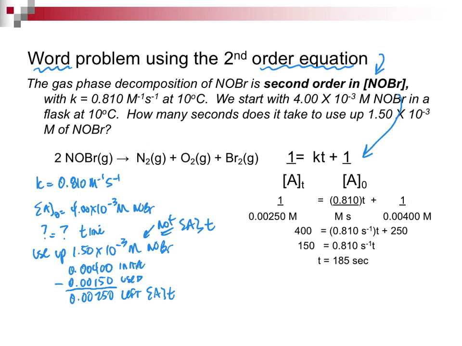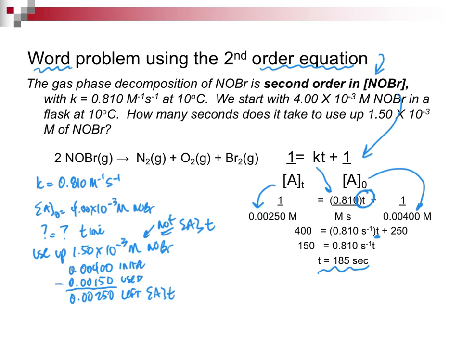And again, I learned last semester, get ready before you come to class. So what I did is I took my concentration at time t, I took my rate constant, there we have it right here, and I took my initial concentration. What we're solving for in this case is t. So again, this is math. We come up with 400 equals 0.810 times t plus 250. As we rearrange things, we come up with t is equal to 185 seconds.